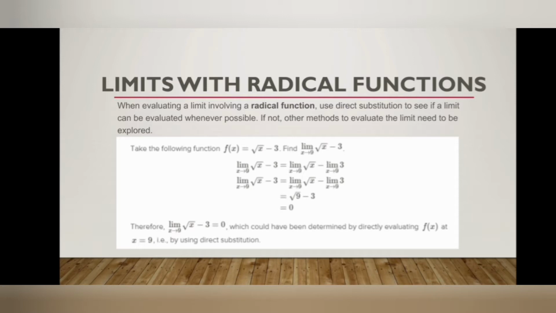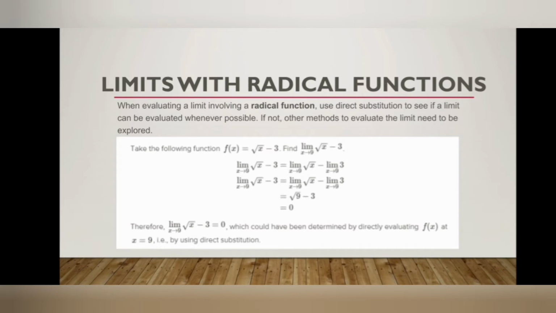When evaluating a limit involving a radical function, use direct substitution to see if the limit can be evaluated whenever possible. If not, other methods to evaluate the limits need to be explored. Take the following for example. We are given the equation f of x is equal to square root of x minus 3.